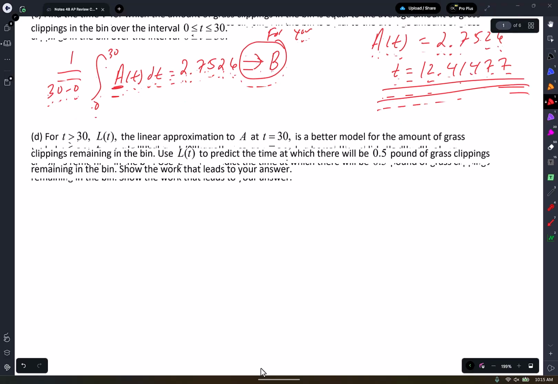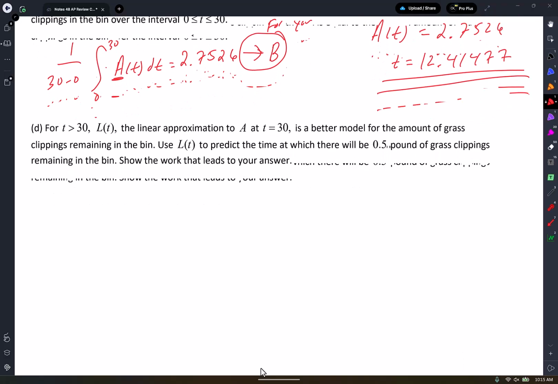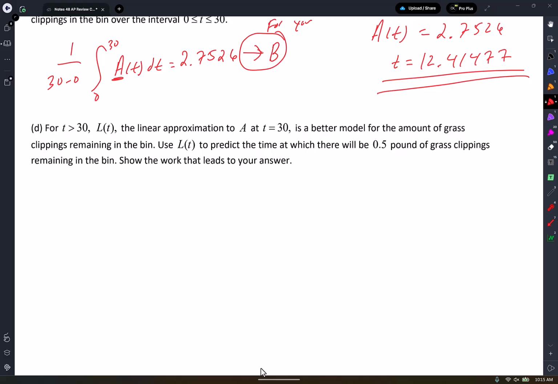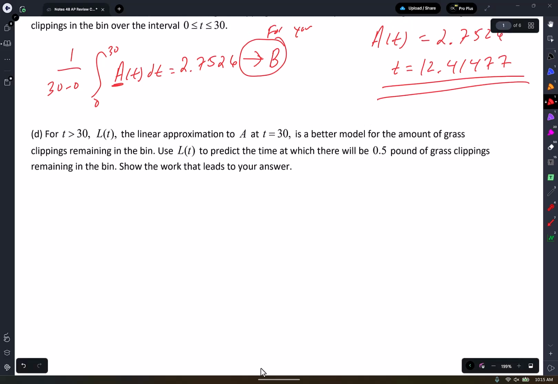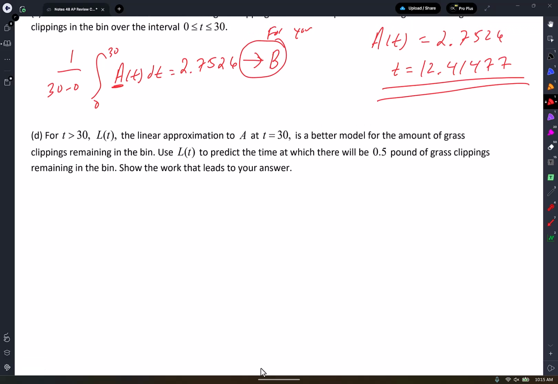Okay. Letter D. I saw that. For t greater than 30, L of t, the linear approximation to A at t equals 30, is a better model for the amount of grass clippings remaining in the bin. Use L of t to predict the time at which there will be 0.5 pounds of grass clippings remaining in the bin. Show the work that leads to your answer. Okay, let me read that again. I think I understood correctly. For t greater than 30, L of t, the linear approximation to A at t equals 30, is a better model for the amount of grass clippings remaining in the bin.